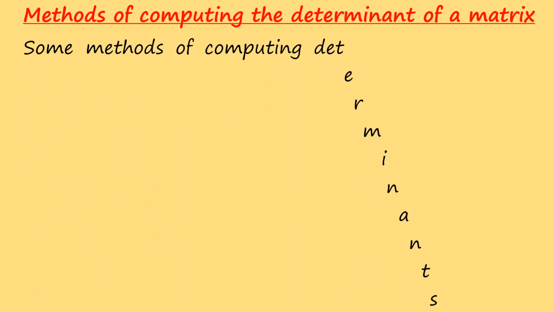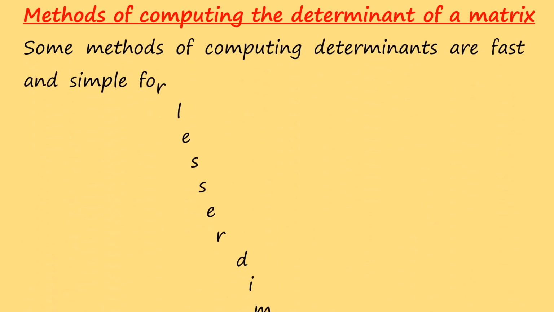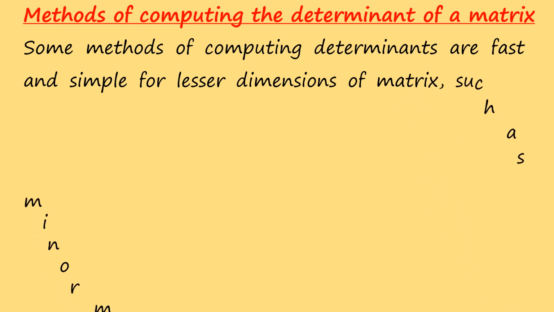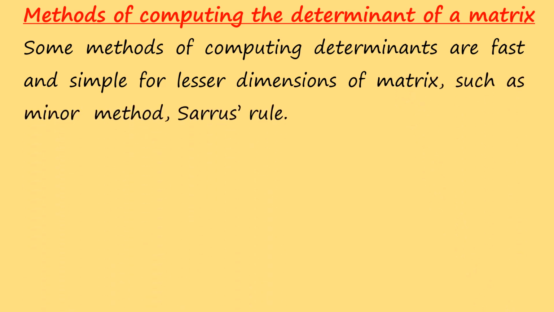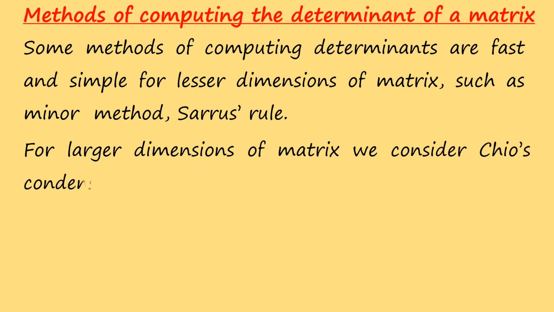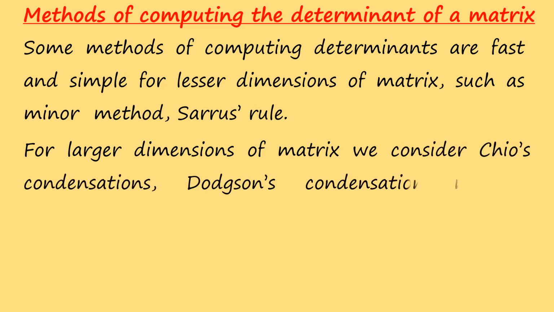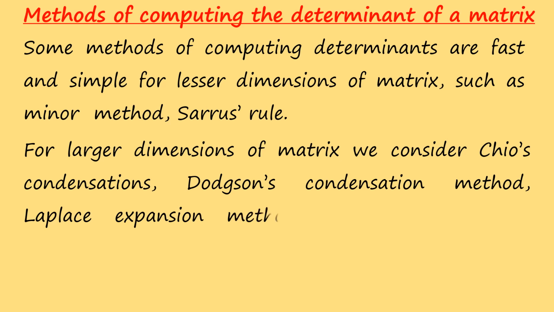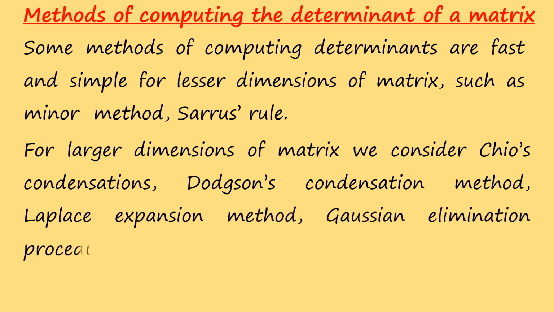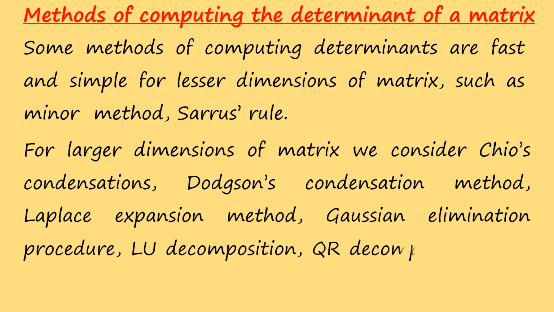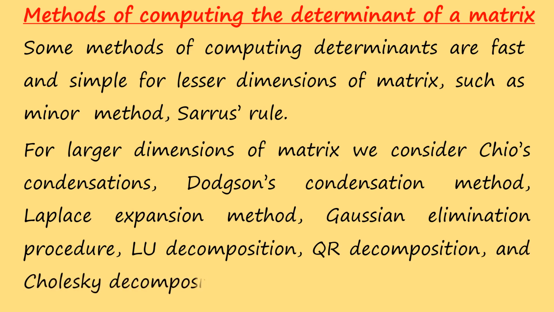Some methods of computing the determinant of a matrix are fast and simple for lesser dimensions of matrix, such as the minor method and Sarrus rule. For larger dimensions of matrix, we consider Chio's condensation, Dodgson condensation method, Laplace expansion method, Gaussian elimination procedure, LU decomposition, QR decomposition, and Cholesky decomposition, although there are other methods also.